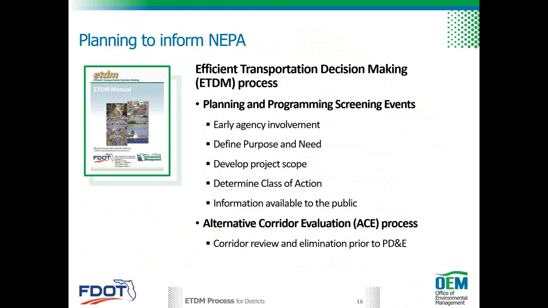Planning to inform NEPA. The ETDM process is also FDOT's link between planning and the Federal National Environmental Policy Act, or NEPA process. We are able to use the ETDM process to develop and adopt planning products for the NEPA study. The screening events provide the necessary opportunities for agency and public input to define the project purpose and need, develop the project scope, and determine the class of action. Furthermore, we are able to review and eliminate alternatives using our ACE process, or Alternative Corridor Evaluation, which may be conducted during ETDM.